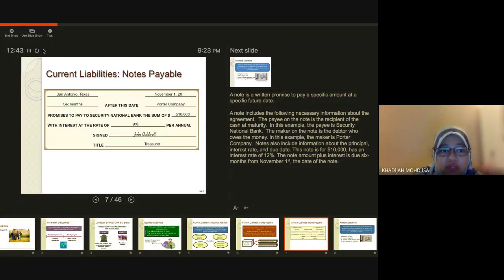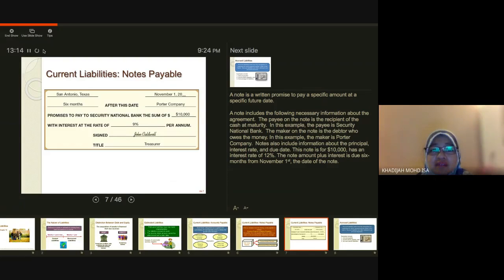It says San Antonio, Texas. The date is 1st November. 6 months after this date. Is it like an agreement, Doctor? It's a contract. It's an agreement, but written, in the form of a note. They call it a note. In the note, it has the name of the company, and when they are going to pay, and in this case, how much: 10,000. Interest is 9% per annum. So all the details are there.